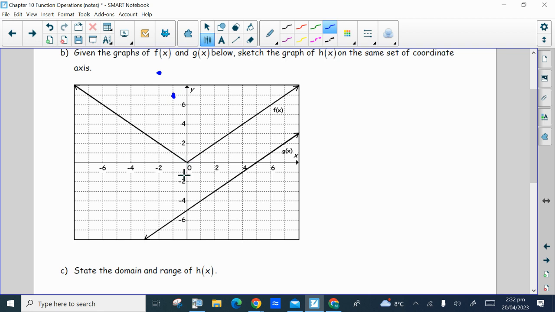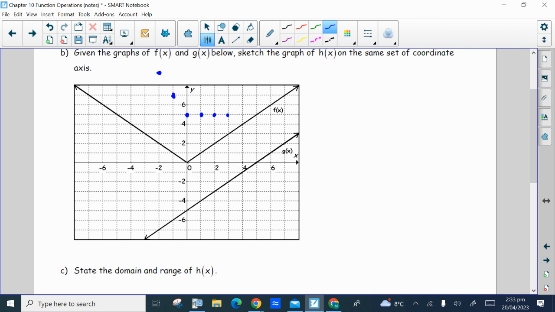When x is 0, it'll be 0 take away negative 5, which is 0 plus 5. 1 take away negative 4, again, is plus 5. 2 take away negative 3, plus 5. 3 take away negative 2, plus 5.